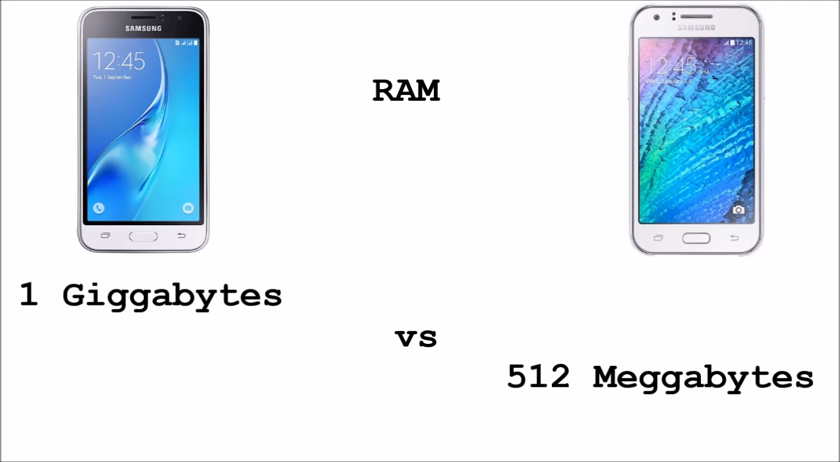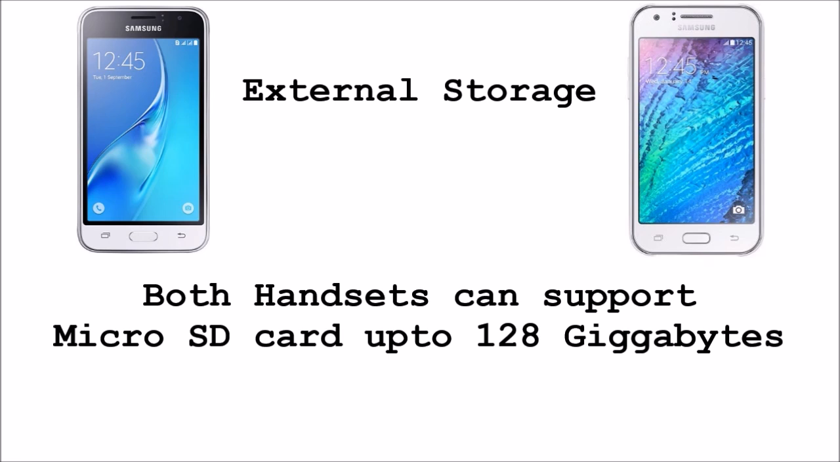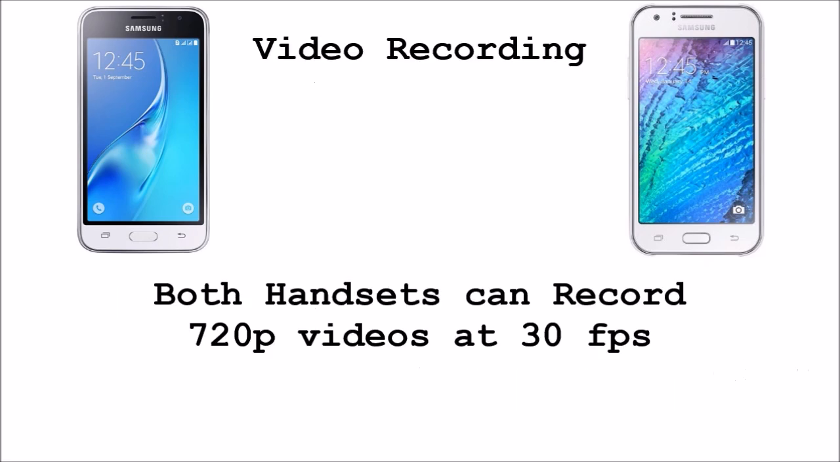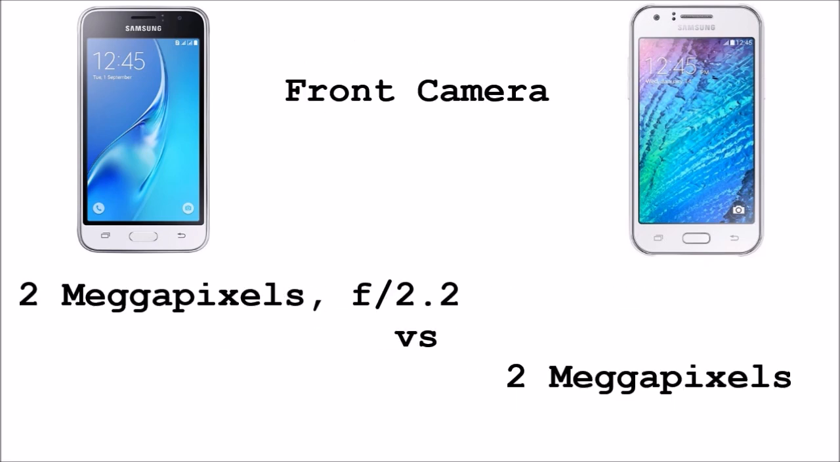J1 2015. As for the external storage, both handsets can support a microSD card up to 128 GB and both handsets have a dedicated microSD card slot. Coming to the camera, both handsets have a 5 megapixel camera with aperture f2.2 that can record 720p videos at 30 frames per second. As for the front camera, we got a 2 megapixel camera with aperture f2.2 on J1 2016 versus a 2 megapixel camera on J1 2015.